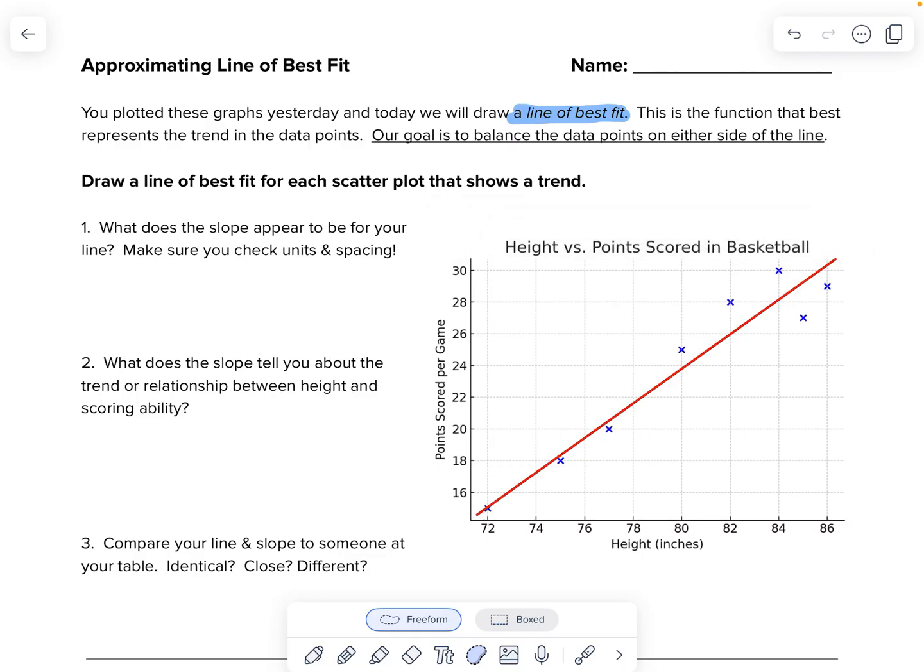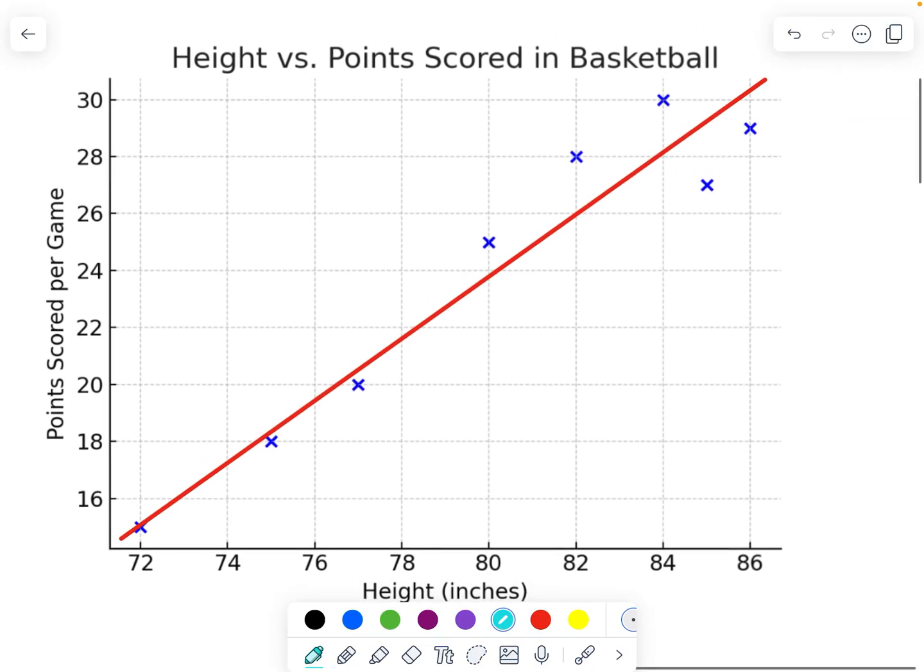Looks pretty good. Okay, so we have the line. Let's look through what the questions are going to ask. What does the slope appear to be for your line? Make sure you check your units and spacing. So this is where we want to zoom in a bit and try and find where the line's going through an easy value. So these are going by 2s. So if I can find one that looks fairly symmetric, I think this is a pretty good point here.